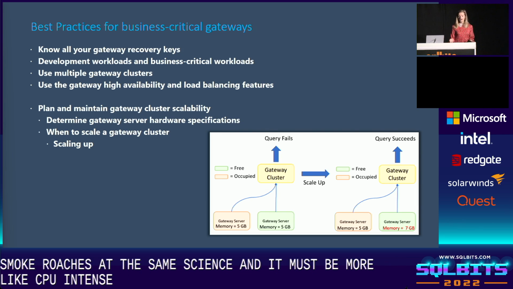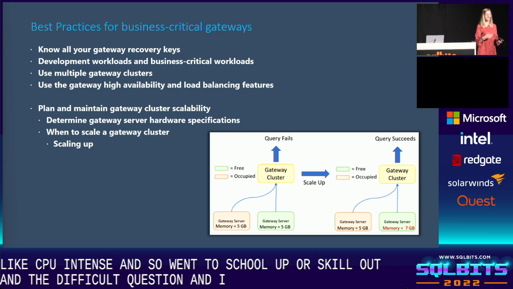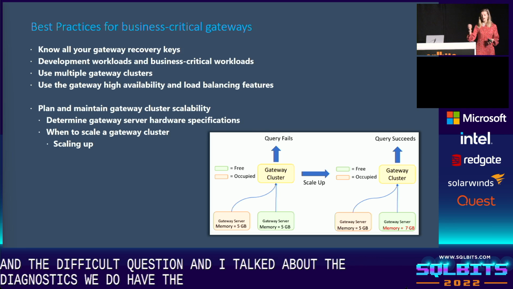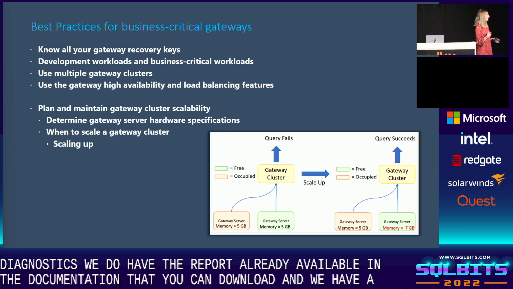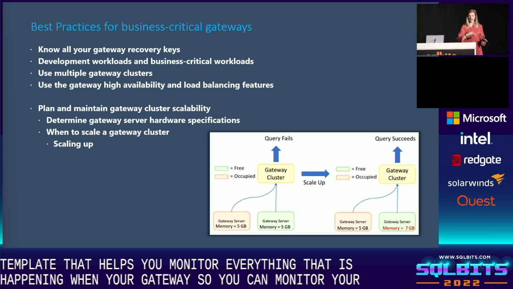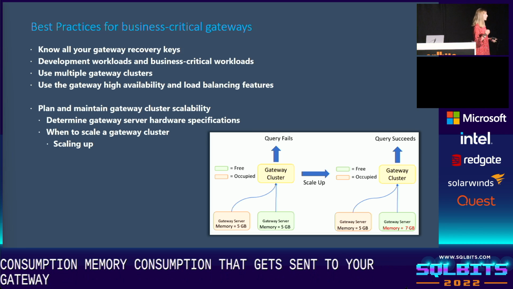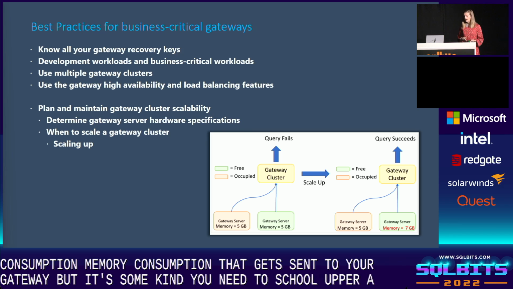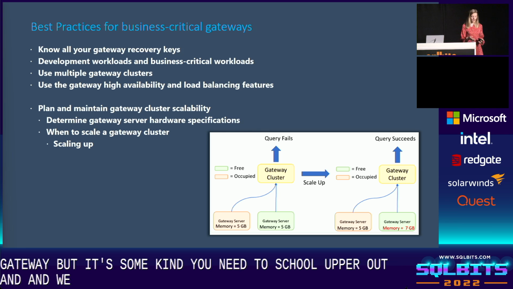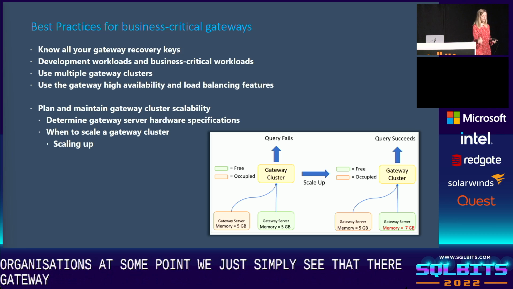So when to scale up or scale out is always a difficult question, and I already talked about the gateway diagnostics. We have the report available in our documentation that you can download, and we have a template that helps you monitor everything that is happening on your gateway, so you can monitor your CPU consumption, memory consumption, and the types of queries that get sent to your gateway. But at some point, you need to scale up or out. We get a lot of questions from organizations where we simply see that their gateway has very high CPU usage or has reached the memory threshold.